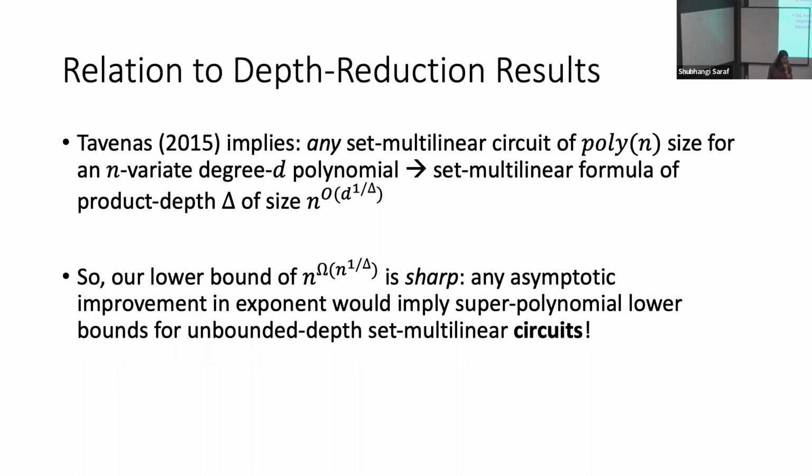And Raphael has work, a paper with Mrinal and Ramprasad, showing improved depth reduction in some settings. So in the set multilinear world, if you can get improved depth reduction, then using our results, you would get set multilinear circuit lower bounds. So for any improvement in the lower bounds or any improvement in the depth reduction, in either direction, it would give you new circuit lower bounds.